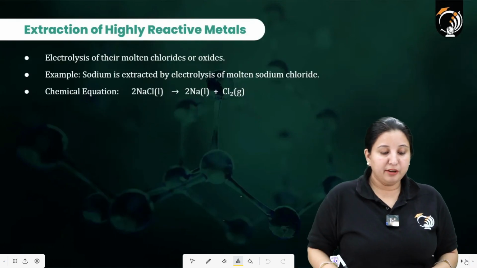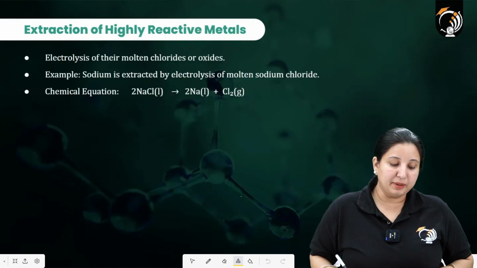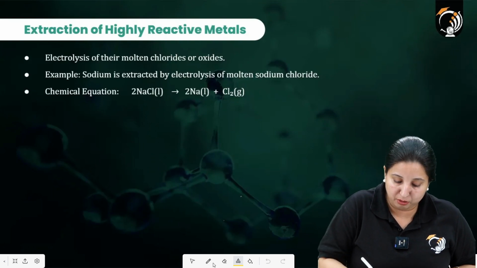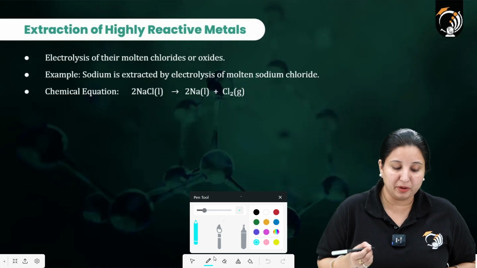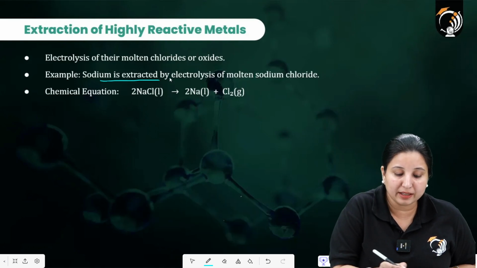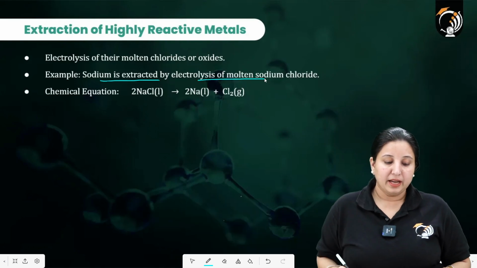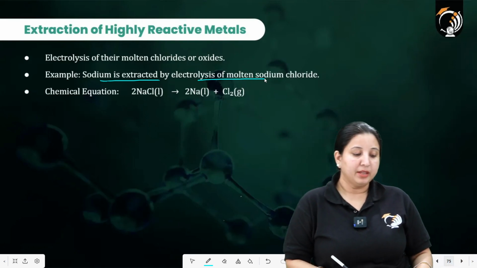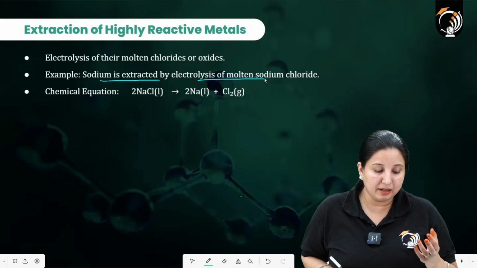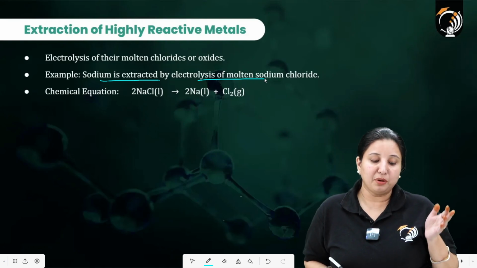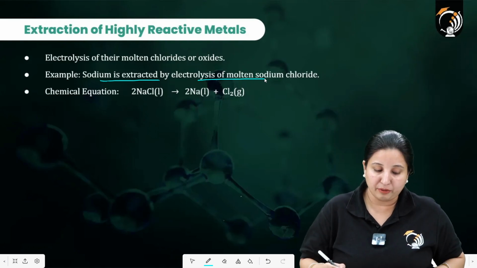So, if you have a highly reactive metal, then electrolysis of their molten chlorides or oxides takes place. For example, sodium is extracted by electrolysis of molten NaCl, that is sodium chloride. So, if you apply the electrolysis method, you are going to get a sodium ion and the chloride ion.